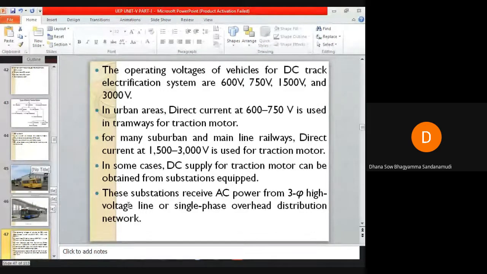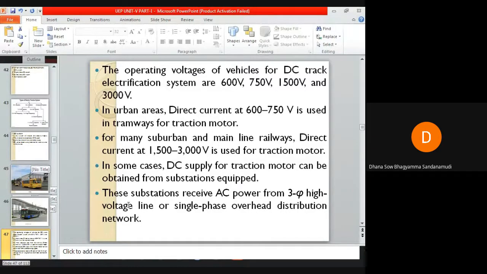In some cases, we can get the DC supply for traction motors from substation equipment with rotary converters to convert AC power to DC power. With the help of rotary converters, we convert AC power to DC power in the substation, and we can utilize that DC power for the traction motor.